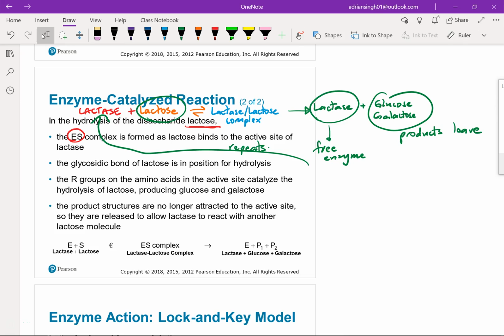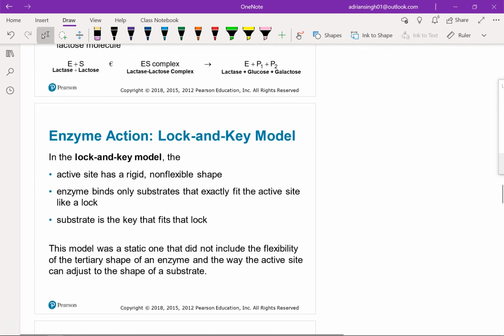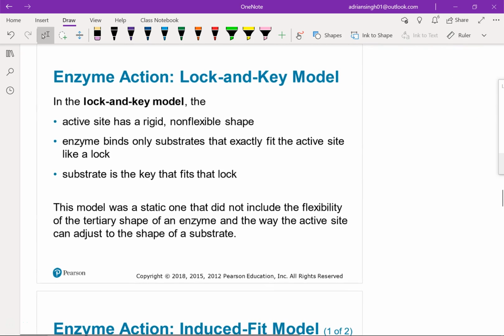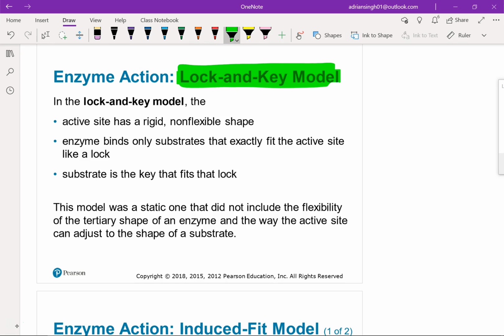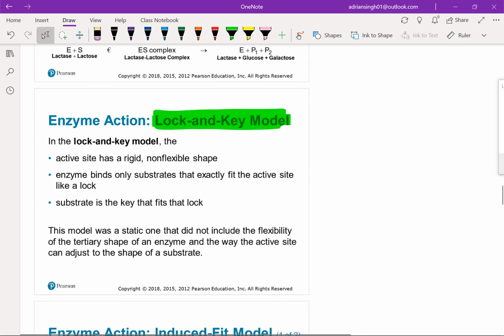So there are a couple models that describe in a little bit more detail how the enzyme is able to do that. The first model is known as a lock and key model. And it may be sort of self-explanatory, but sometimes it's a little bit difficult to make some sense of it. So in this lock and key model, we can think of the enzyme as the lock, and then the key is going to be the substrate.